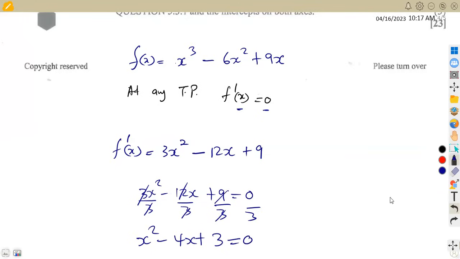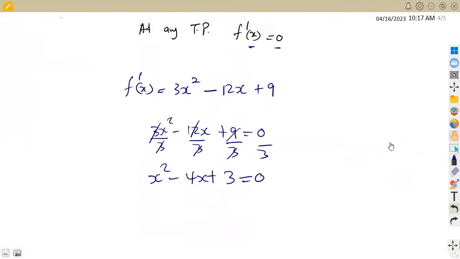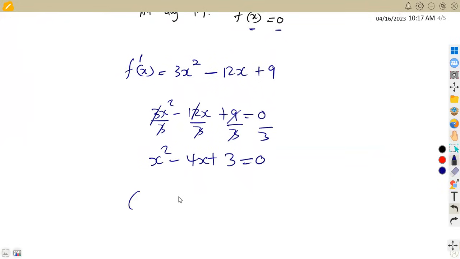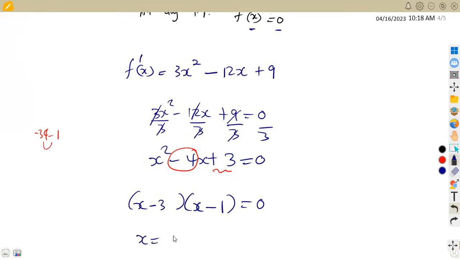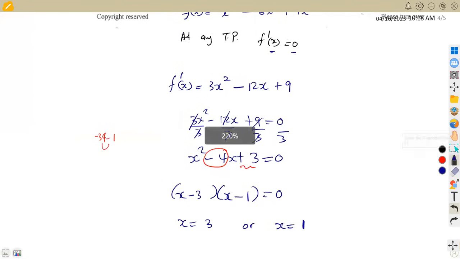So you're left with a normal equation that we can solve, of which I think we solved this equation before. Anyways, let's just have our two brackets here, x. Factors of 3 which, when we add, we obtain -4. So -3 times -1, that's a +3, and -3 plus -1 is a -4. So this is going to be -3, -1. So x is equal to +3 or x is equal to +1. So this is how you are going to have your turning points, guys.